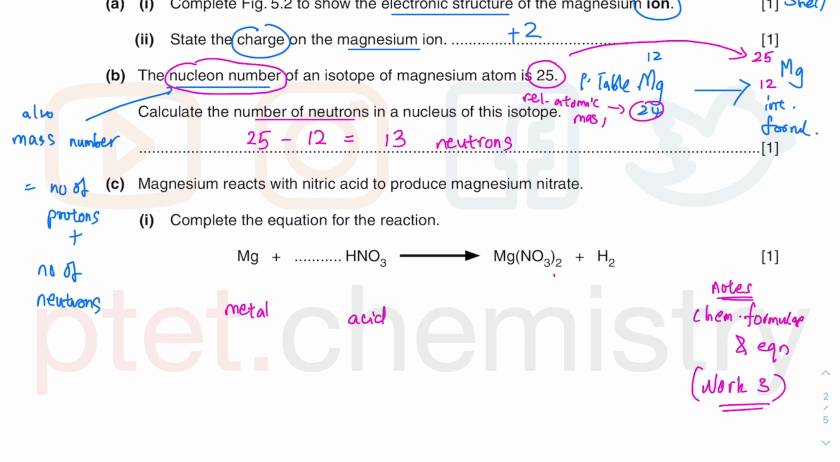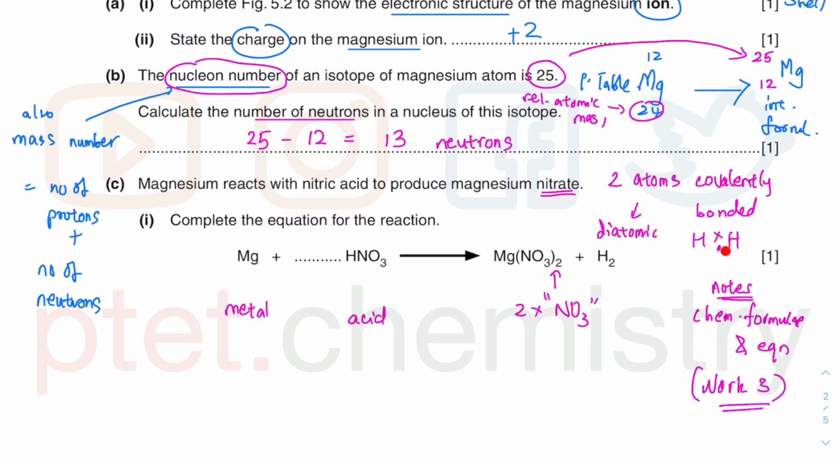So what you have is two of something. You have 2 times NO3. HNO3 is nitric acid, so nitric acid will give you a nitrate salt, and this is the salt, and this is the hydrogen gas, which is diatomic. Diatomic means 2 atoms covalently bonded together, 2 atoms that are bonded by a covalent bond. As you know, hydrogen atoms form a single covalent bond, both with a full outer shell.